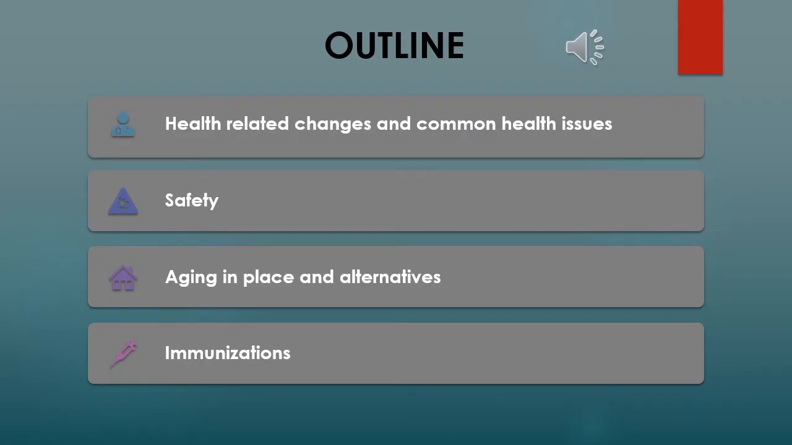Okay, so this is just an overview of what we're going to cover in this voiceover. The first topic we're going to discuss is health-related changes and common health issues with this population. Next is safety issues in the elderly population, and there's a lot of those. Then we will move on to aging in place and alternatives, and finishing up with immunizations for this developmental age.